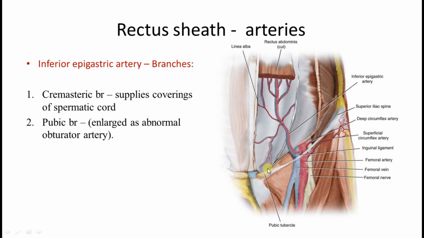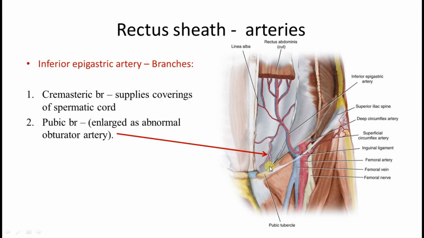Then the pubic branch will be seen mainly along the femoral sheath, most medial to the femoral ring. Sometimes this pubic branch will be enlarged. If the pubic branch of the obturator artery is not contributing or is very much reduced, then this pubic branch will get enlarged and is called the abnormal obturator artery.